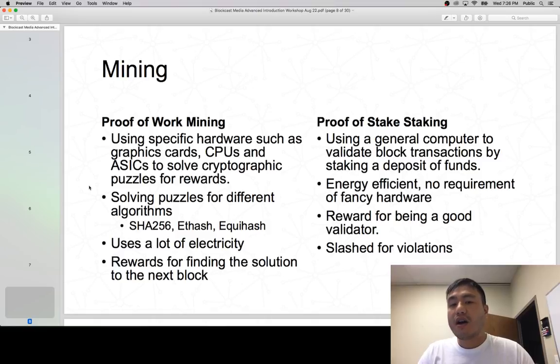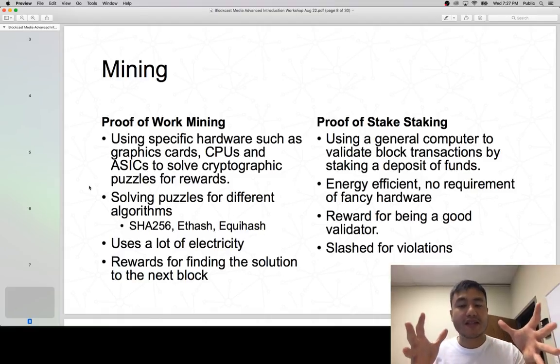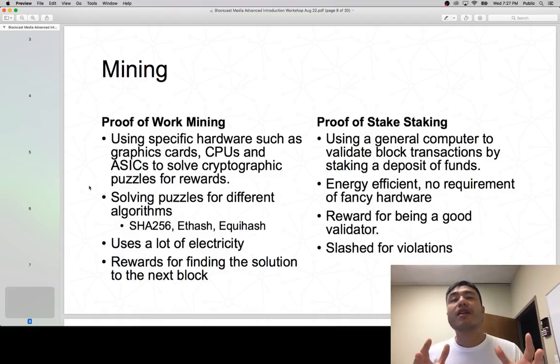So if you have a specialized device, like what they call ASIC devices, which stands for application-specific integrated circuits, it's basically just like a box that is built specifically to mine Bitcoin, for example, which would be the SHA-256 algorithm. Something like that is very, very specific to just Bitcoin. You wouldn't be able to use something like that to, say, mine Ethereum with it.